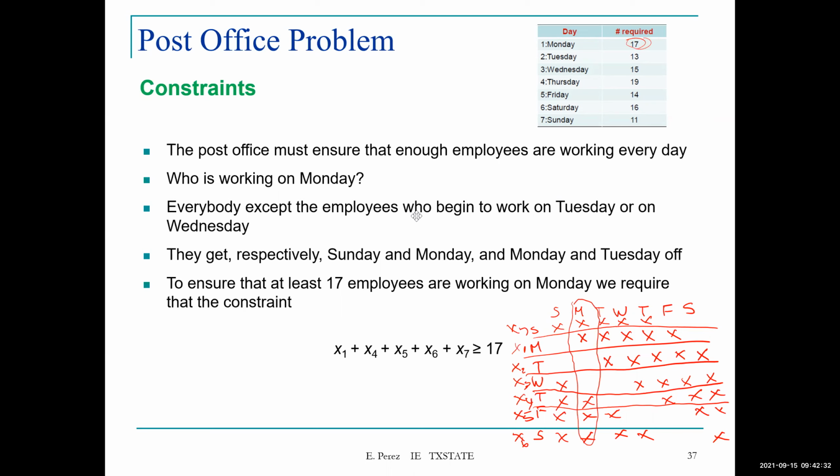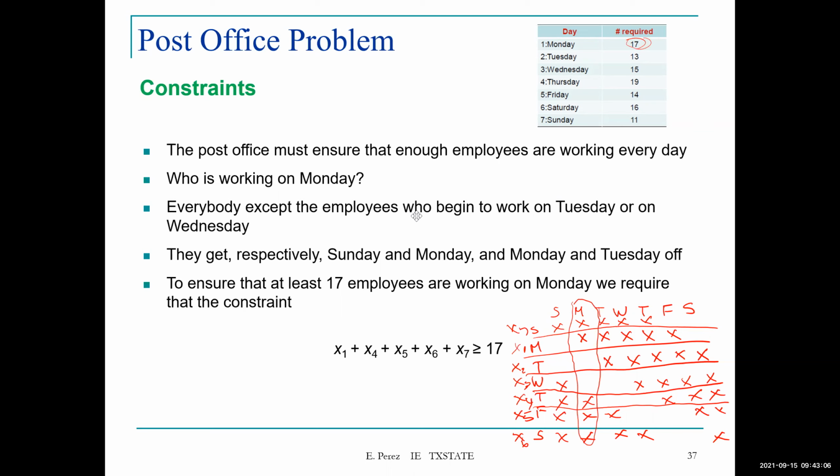So for example, if you need 17 people on Monday, you know that you're gonna cover those 17 people with the personnel who started working on Sunday, Monday, Thursday, Friday, and Saturday. Because those are the ones that are gonna be working on Monday. So the summation of those decision variables, x1, x4, x5, x6, and x7 has to be greater or equal to 17. The same process is repeated for every day.